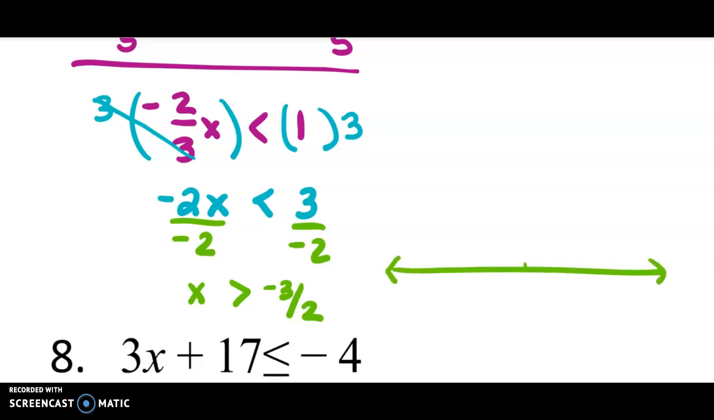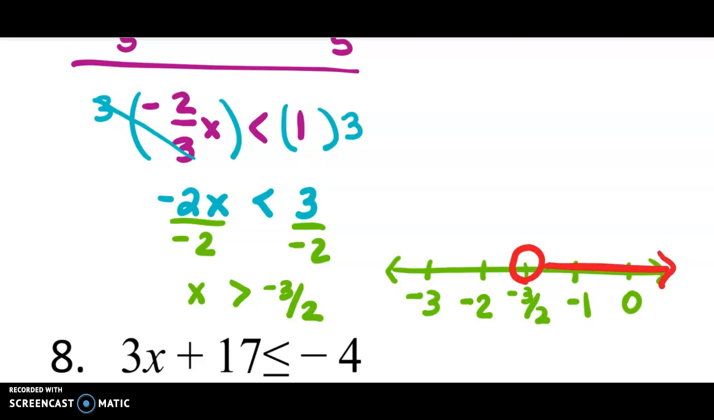Making our number line, we have negative 3/2. And then the next bigger whole number would be negative 1, and then 0. And the next smaller negative would be negative 2, and then negative 3. It's an open circle because we don't want to include negative 3/2. And we're again going to shade towards the positives.